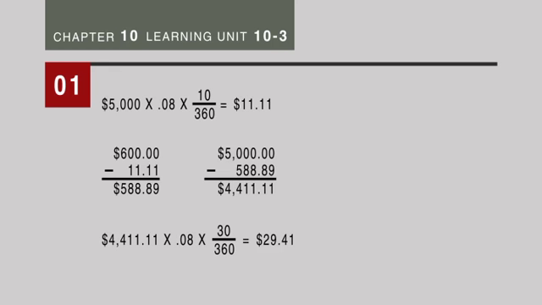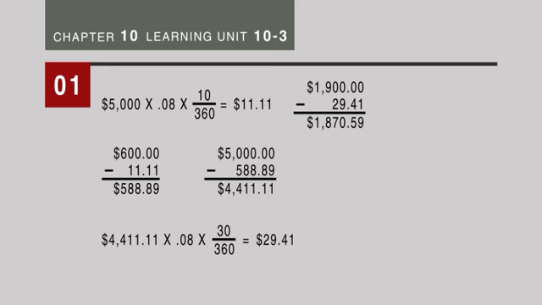We multiply that by 0.08 and then times 30 divided by 360. This gives us $29.41. That's the amount of interest we have to pay out of the partial payment that we made. So we made a partial payment of $1,900. We subtract out $29.41. That leaves us with $1,870.59 to reduce our principal.